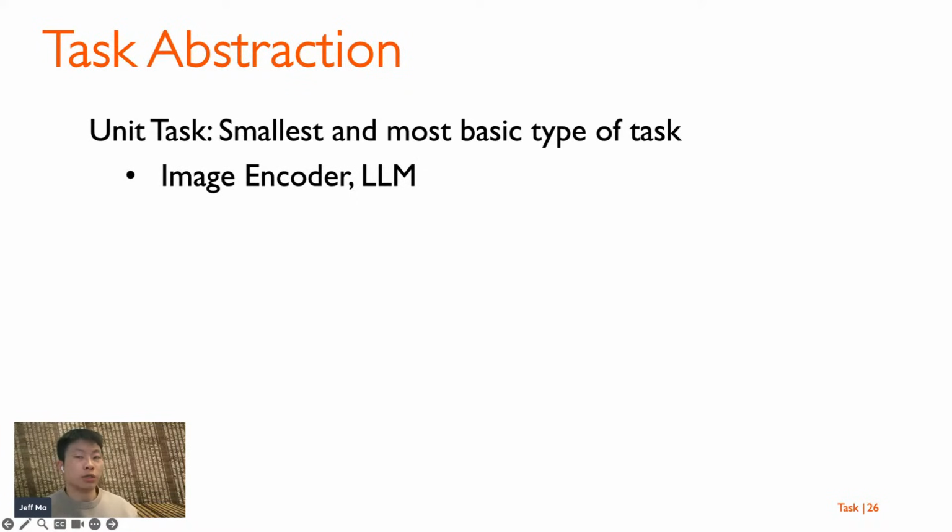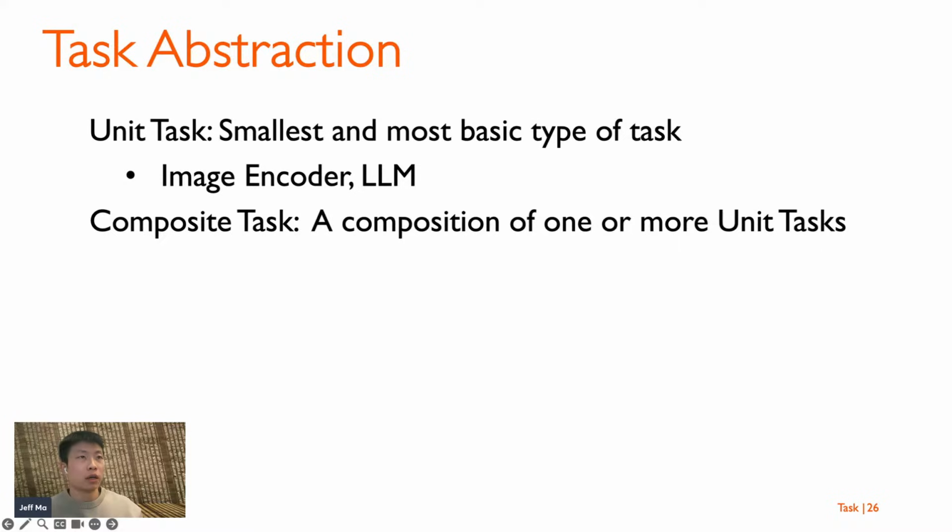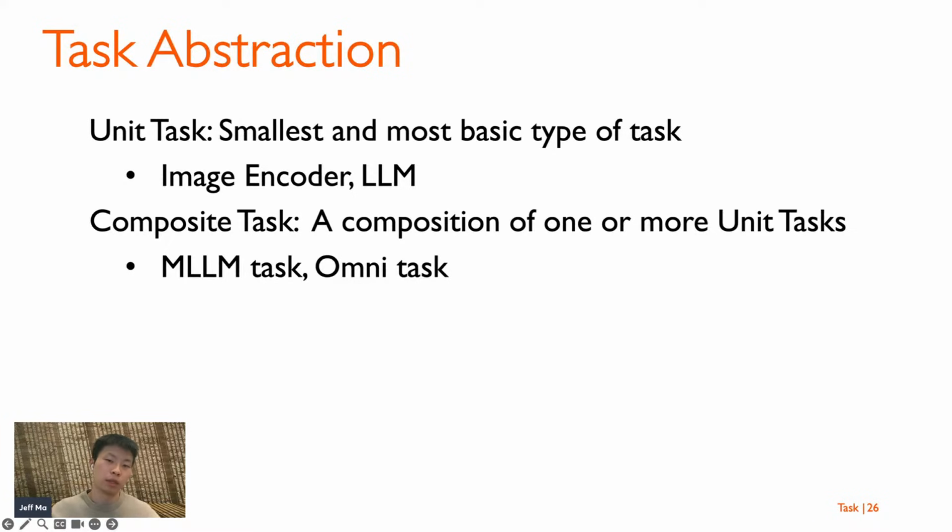Building on top of these unit tasks, we have composite tasks that are a composition of one or more unit tasks. They are defined by the user in Python, and we have some built-in composite tasks, such as the MLLM composite task and the Omni composite task. To give a quick example, let me show you the MLLM composite task in Cornserve.